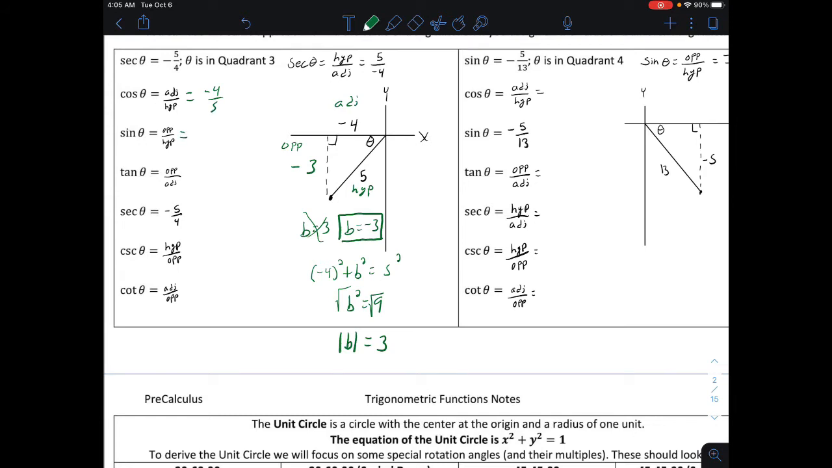Sine would be negative 3/5. Tangent, opposite over adjacent, negative 3 over negative 4, so positive 3/4. We already had secant. Cosecant would be negative 5/3. And cotangent would be 4/3.